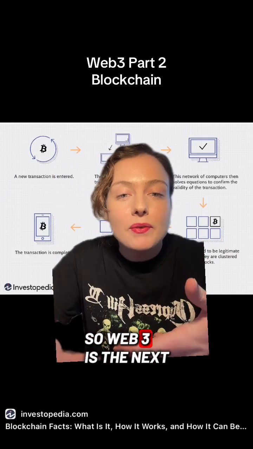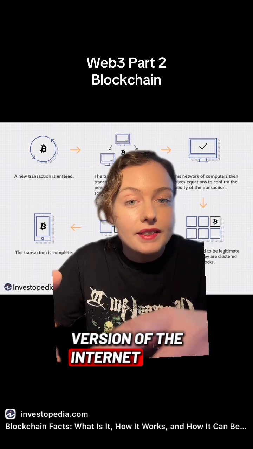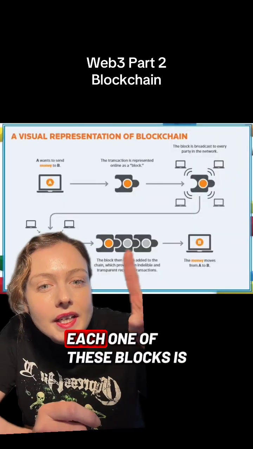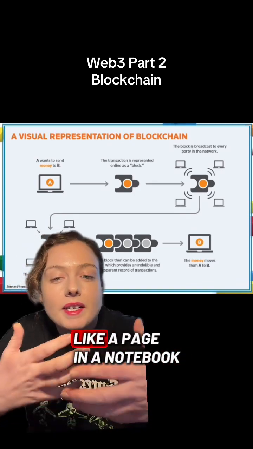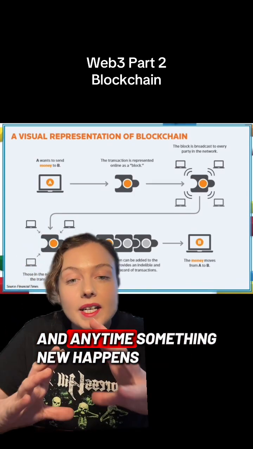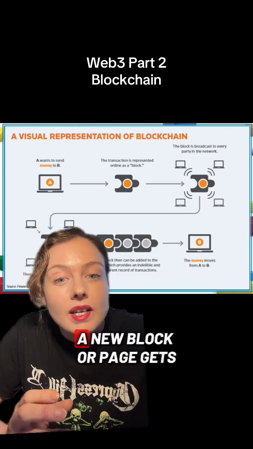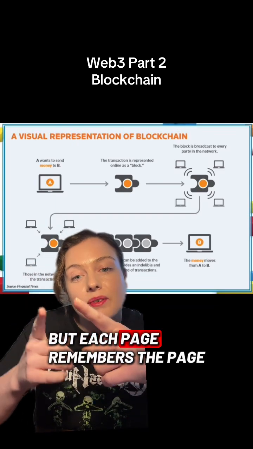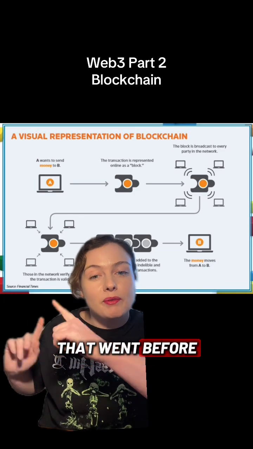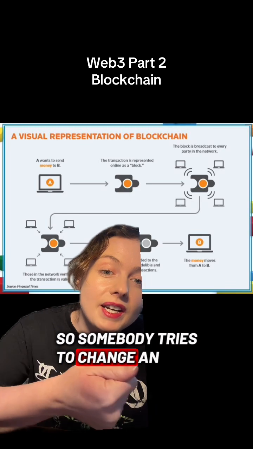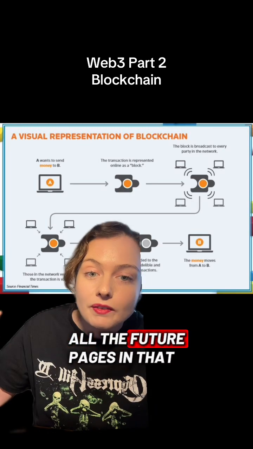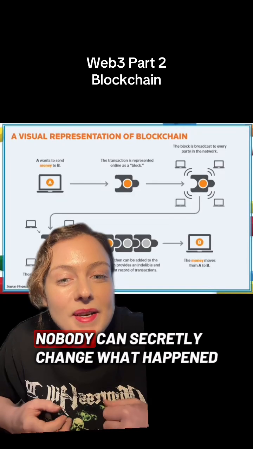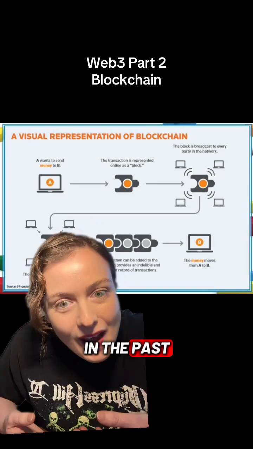Part 2. So Web3 is the next version of the internet, and it's built on blockchains, chains of blocks. Each one of these blocks is like a page in a notebook, and anytime something new happens, a new block or a page gets added. But each page remembers the page that went before. So if somebody tries to change an old page, all the future pages in that sequence break. That's why blockchain is so secure. Nobody can secretly change what happened in the past.